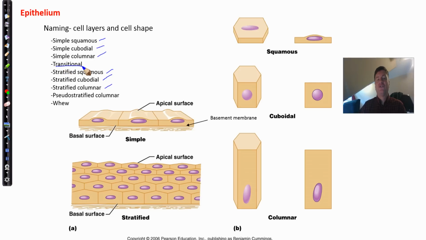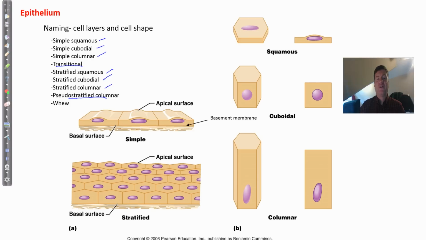One is transitional. That is, you will see this only in the bladder. As the bladder gets fuller and fuller, it stretches the cells on the apical surface. So you'll see a little bit of difference there. It looks different when the bladder is empty versus full. And one other time it's a little strange is what's called pseudo-stratified columnar, because it appears there's multiple layers of cells, but there actually is only one. And I'll show you an example of that in a second.